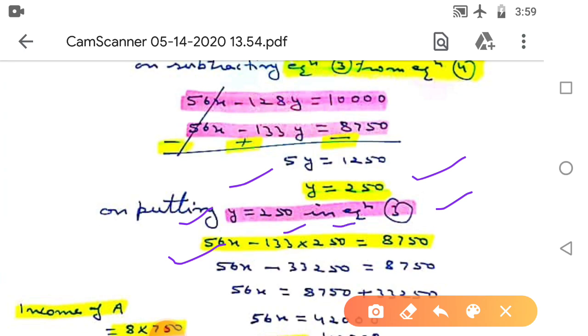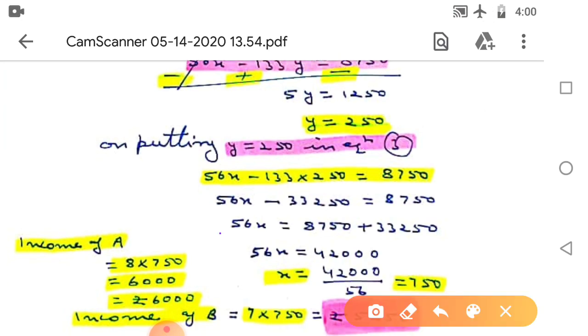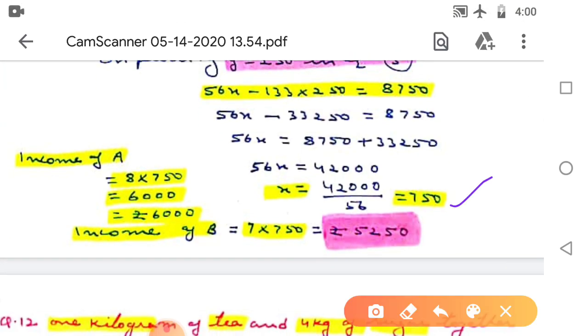Now putting this value of y as 250 in equation number 3, that is 56x minus 133y, y means 250 here. So 133 into 250 is equal to 8750? Clear? When you multiply 133 with 250, we get 33,250 rupees. Clear? And now 56x is equal to 8750 plus 33,250, and 56x is equal to 42,000, and the value of x here is 750 rupees. The value of x is 750.